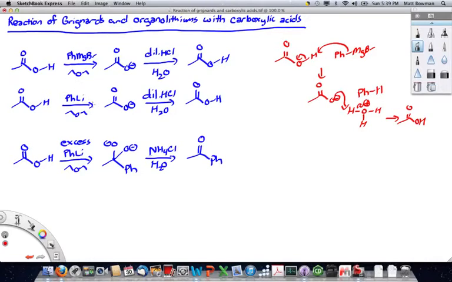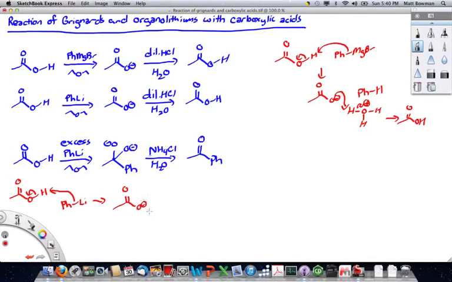It's the same way with phenyllithium. The difference between the two arises when you use excess phenyllithium. What happens with the first equivalent of phenyllithium is you get deprotonation of the carboxylic acid. You get the carboxylate.